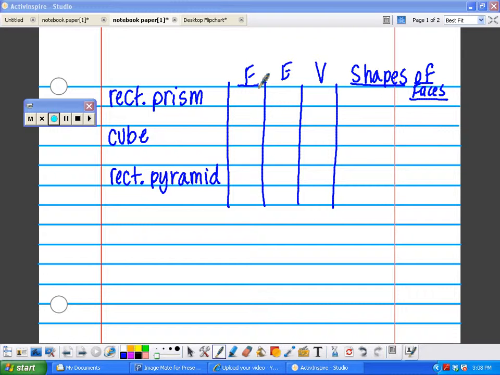You ready? Let's do bottom. 1, top, 2, front, 3, back, 4, side, 5, side, 6. How many faces? 6. Okay, go ahead and write that under your F. For faces, there are 6 faces.